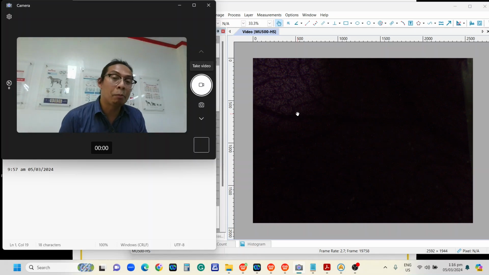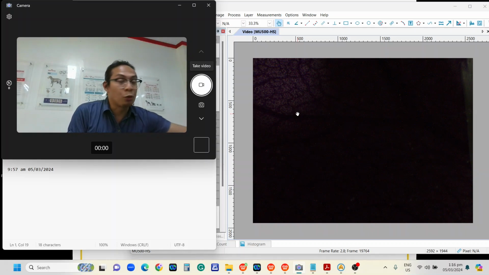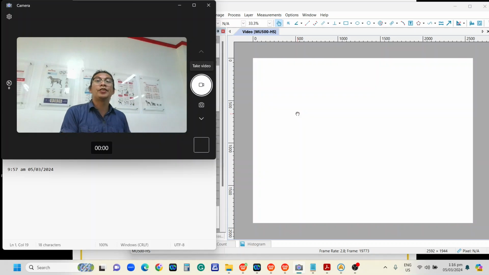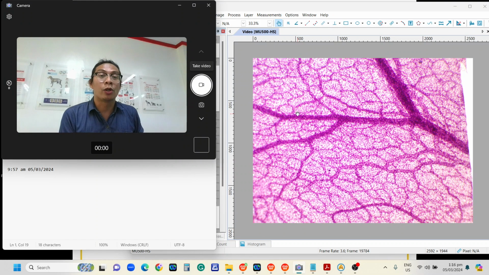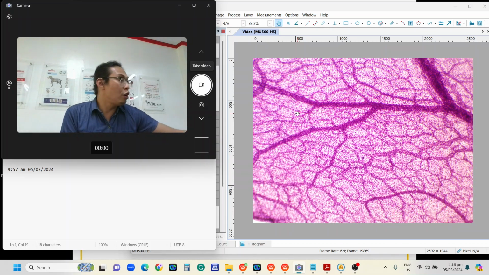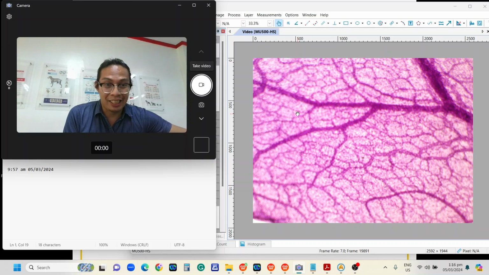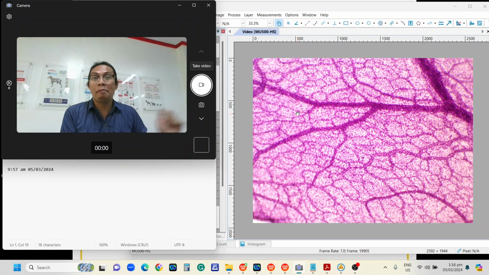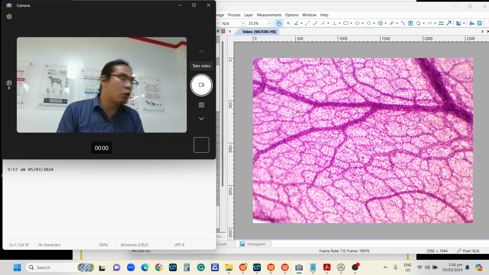Okay? First type of connective tissue na ating pag-uusapan is the mesenchymal connective tissue. Mesenchymal connective tissue, narinig niyo na to sa embryology, and there is a lot of mesenchymal tissue sa embryology. Almost all of the embryonic tissue is of course made up of mesenchyme. Okay, so this is a mesenchymal tissue. This is an embryonic tissue.